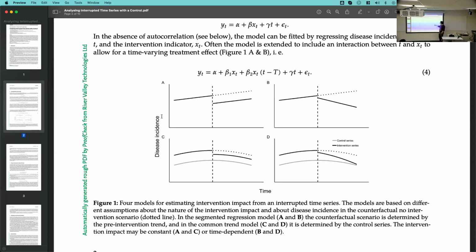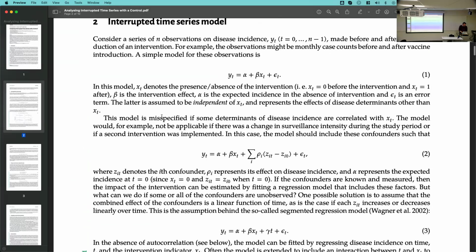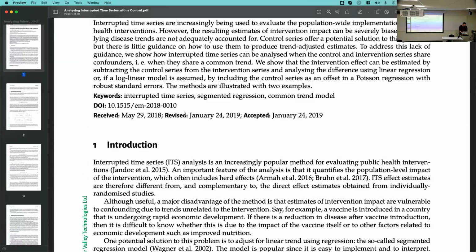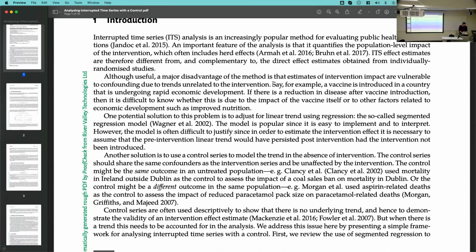Okay, so now how do people do this? Where do you get the controls from? This paper gives a few good examples. Let me see if I can find them. Yeah, so here's one sentence illustrating the problem. If the vaccine was introduced in a country that is undergoing rapid economic development, there could be a reduction in disease after the vaccine introduction that is just due to economic development and better nutrition, not due to the vaccine.